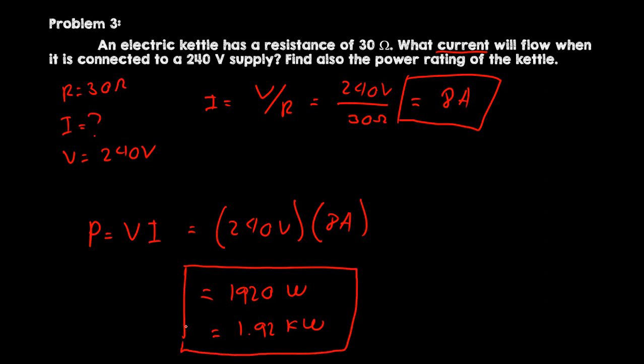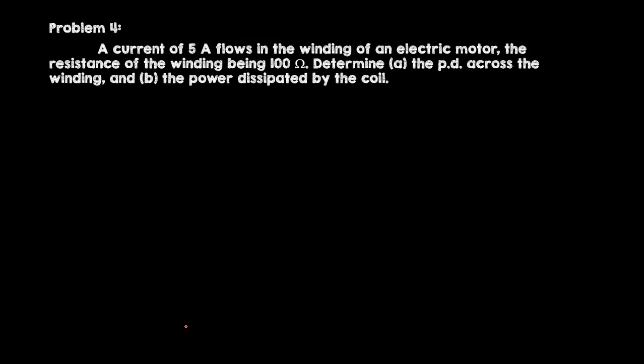Okay, then let's proceed for problem number 4. A current of 5 amperes flows in the winding of an electric motor. The resistance of the winding being 100 ohms. Determine A, the PD across the winding, and B, the power dissipated by the coil.